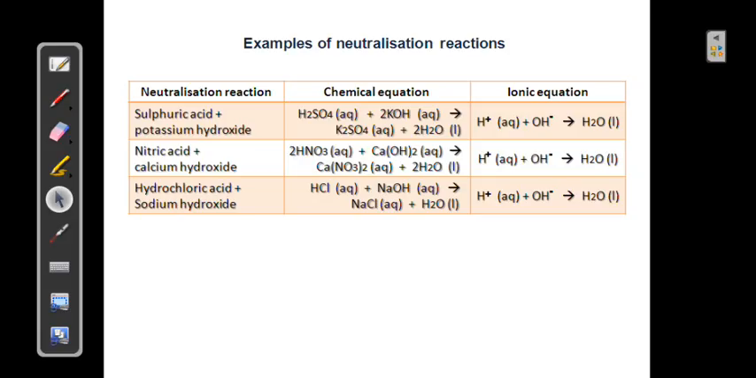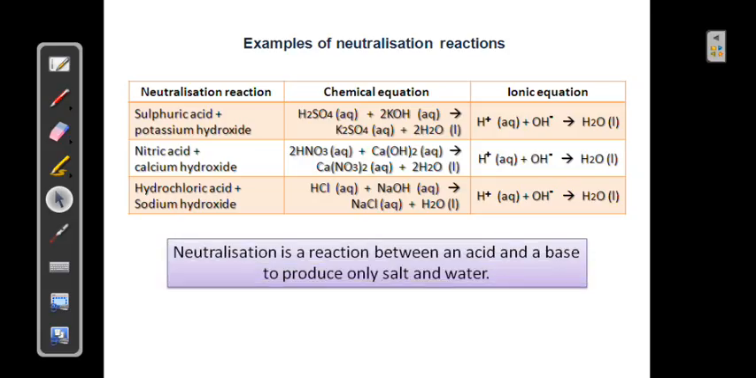It also happens not only outside in the lab, it also happens in our body. So understanding this will make sure you keep your body fit and firm. You won't be flabby or obese, right? So neutralization is a reaction between an acid and a base to produce only salt and water.